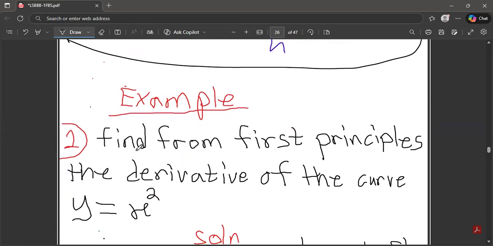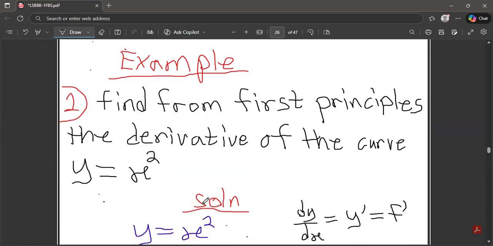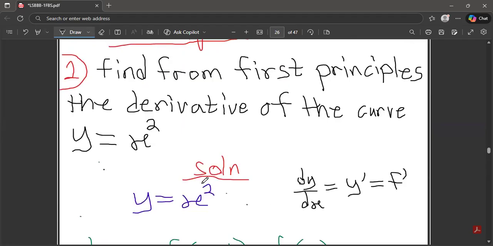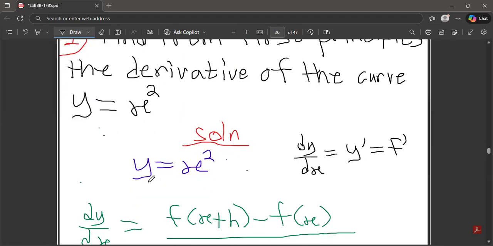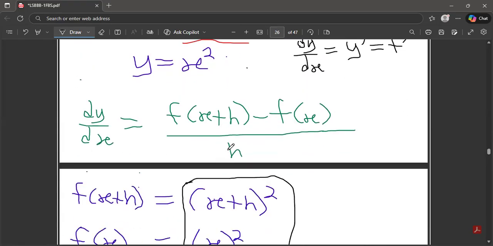After we saw the formula and we took an example, they said find from first principle the derivative of the curve y is equal to x squared. Okay, in our solution, what did we see? We still repeat the question, y is equal to x squared. And I told you that dy/dx is equal to y prime, which is the same as f prime. So you come and write the formula. For writing the formula, they will still give you 1 mark. So in all, you have 2 marks already.